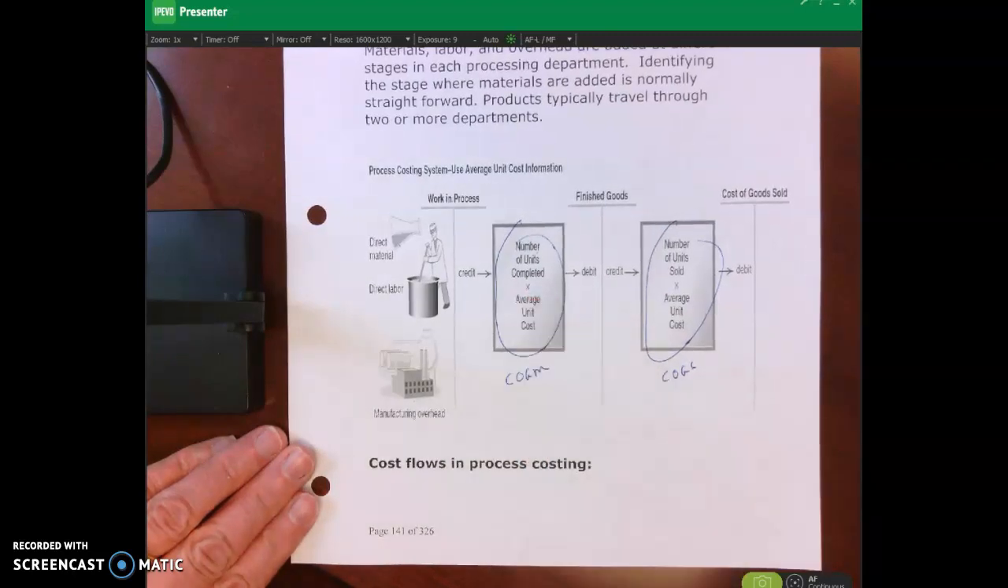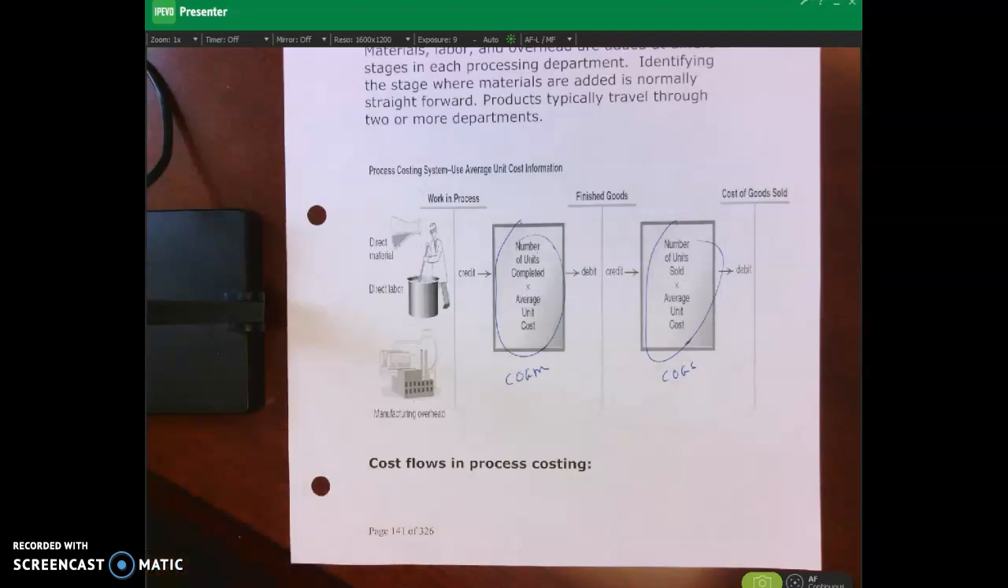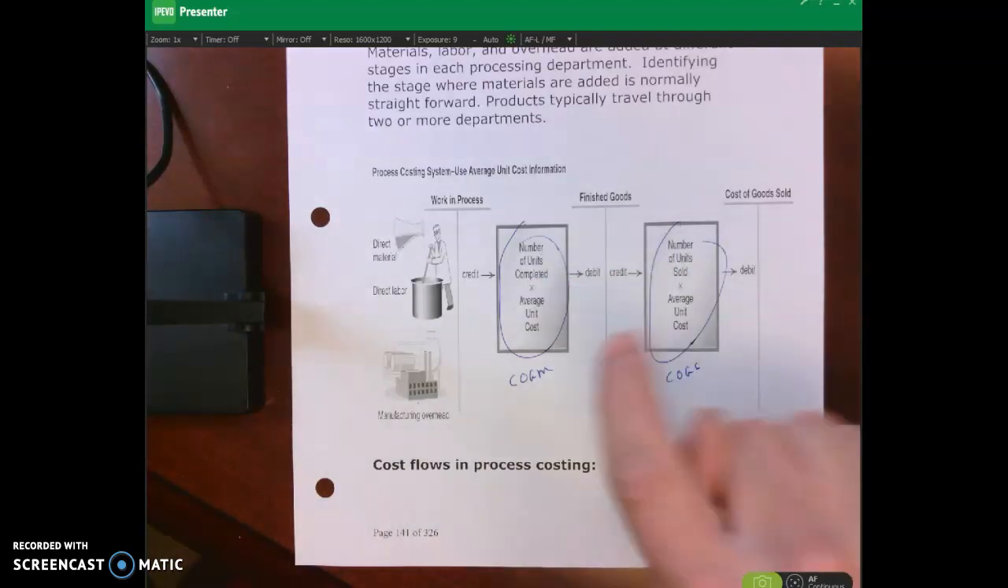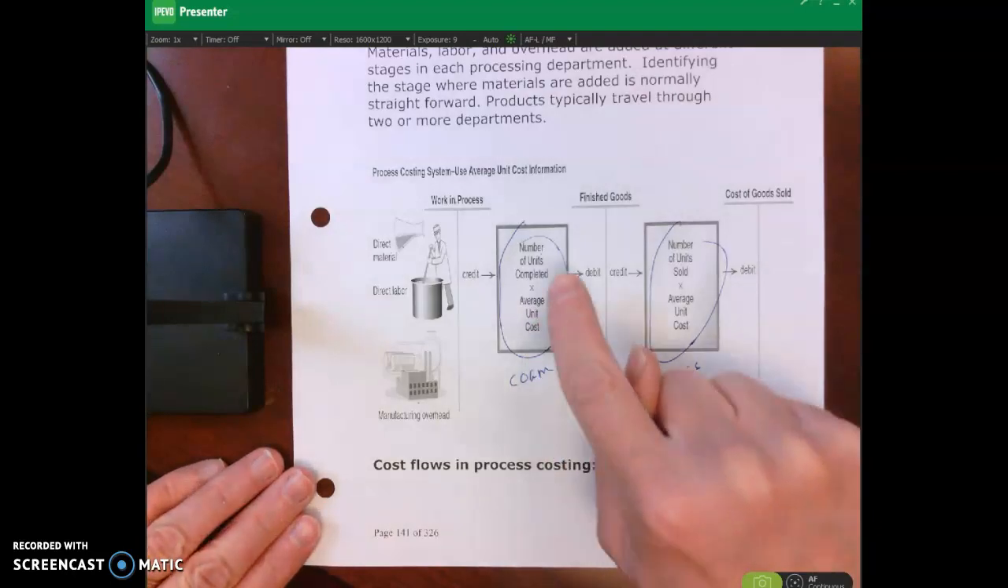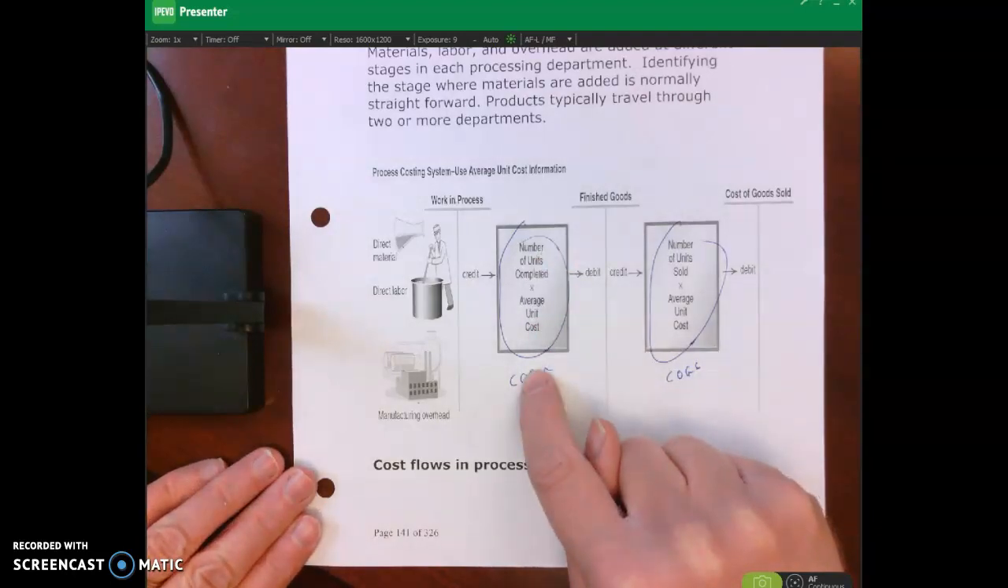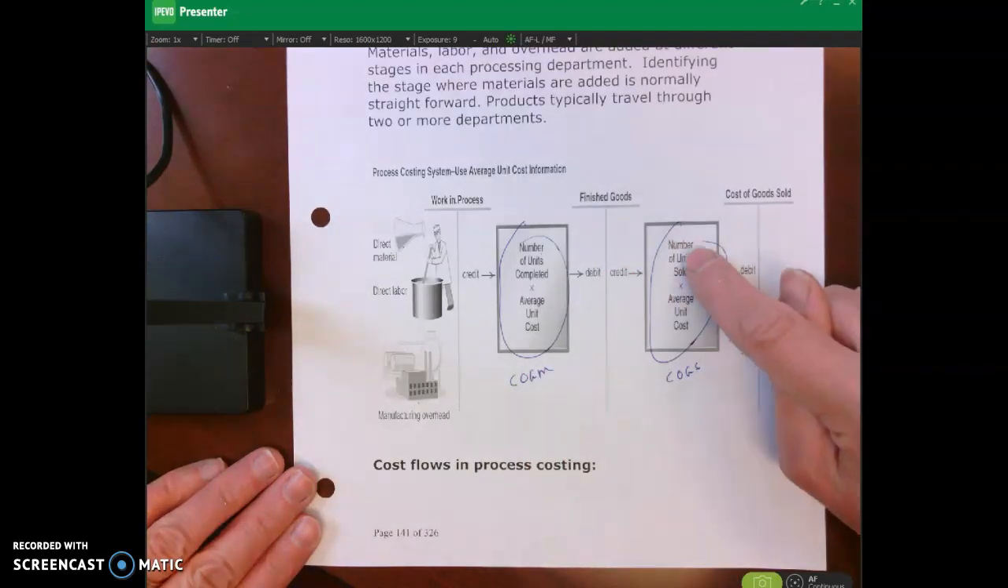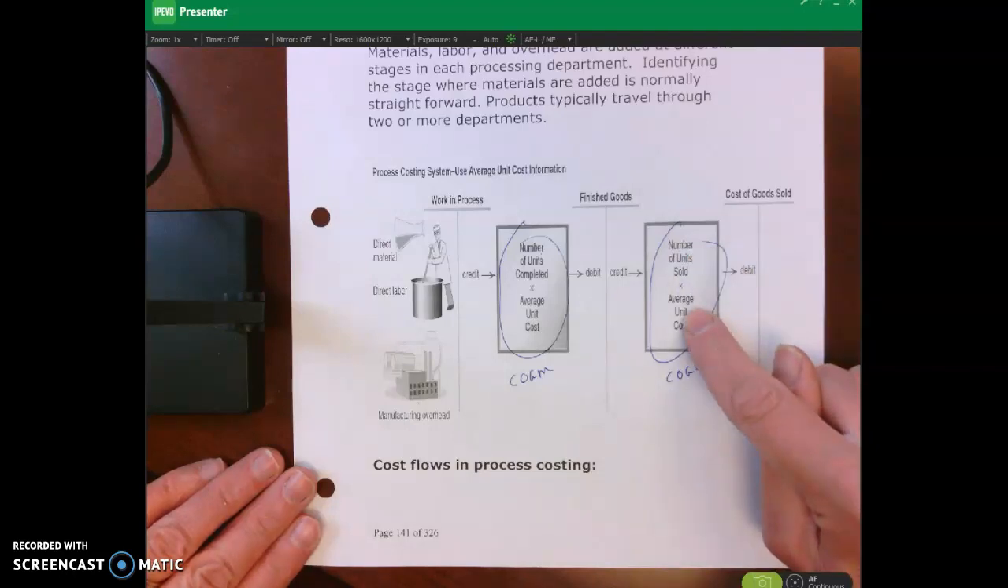Why can we calculate an average here with process costing? Because they're similar and identical products. So yes, maybe the vanilla soap costs a little bit more than lavender soap, but it's still soap, and the average cost isn't that different. So we can just say the total number of bars of soap, vanilla, lavender, all together, times the average unit cost. This would give us the cost on average of the units that we completed. We move that to finished goods. And we say, how many bars of soap did we sell times the average unit cost?